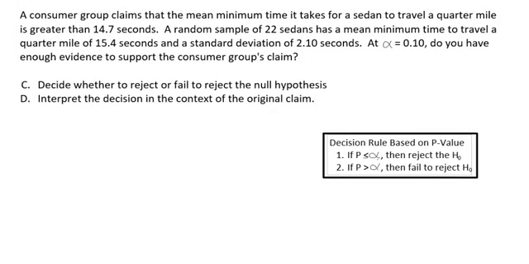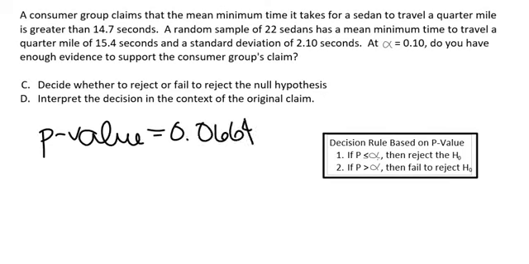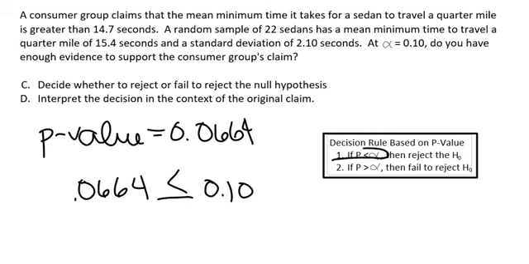Part C. Decide whether to reject or fail to reject the null hypothesis. So over here I have the decision rule based on p-value. So let's see which one of these it satisfies. Our p-value was 0.0664. And alpha is 0.10. So what sign could we put between those two numbers? We can say that our alpha is bigger. So that would satisfy the first condition. We would reject the null hypothesis.